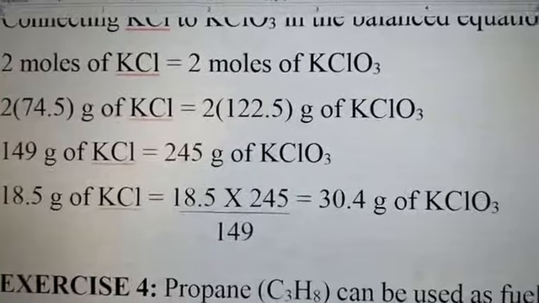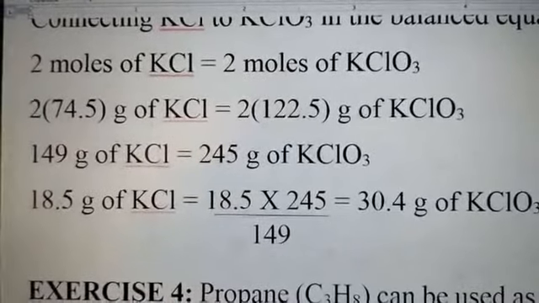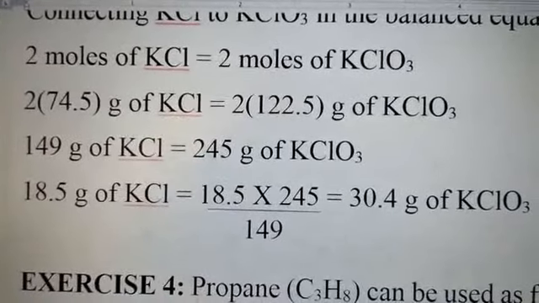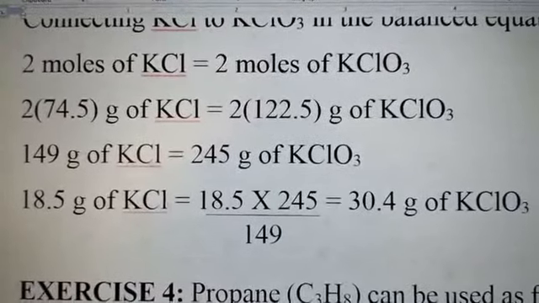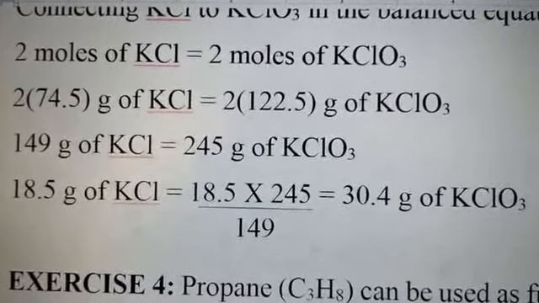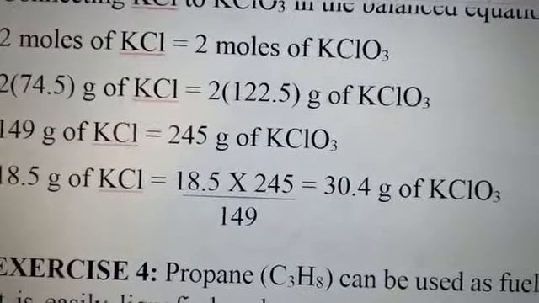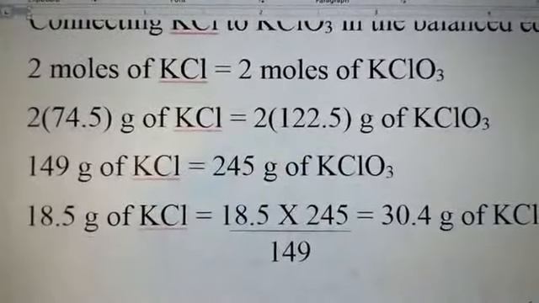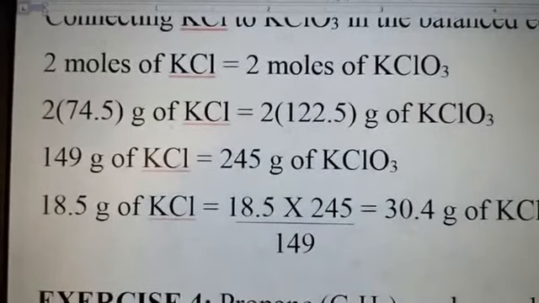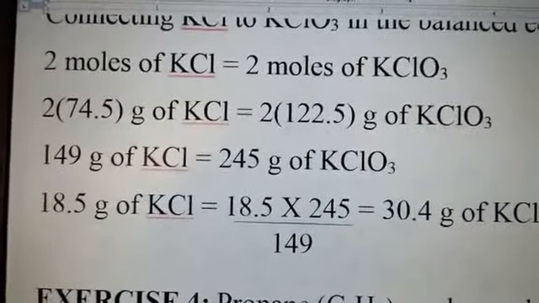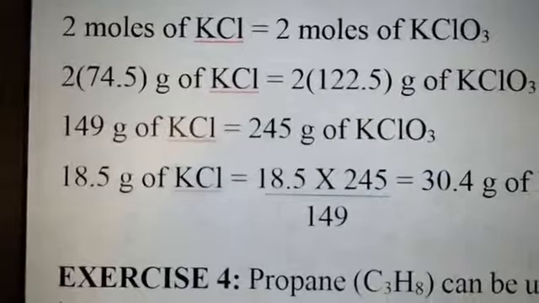And we're going to convert these moles to masses as well. The molar mass of KCl is 74.5. So 1 mole of KCl has a molar mass of 74.5, and we have 2 moles in the balanced equation. If 1 mole is 74.5, that's the molar mass, then 2 moles becomes 2 times 74.5. That gives us 149 grams.